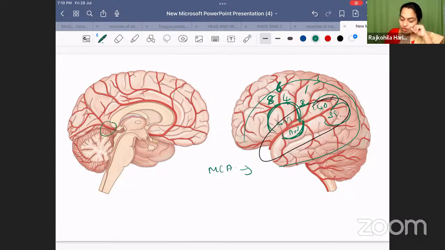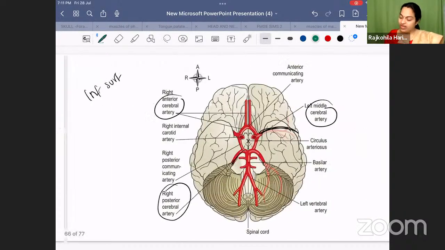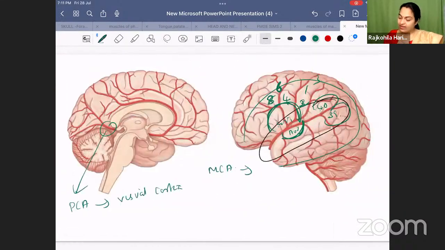And coming lastly to the posterior cerebral artery, it's mainly concerned with the blood supply to the visual cortex. So occlusion of the middle cerebral artery is not going to affect the visual cortex. Okay, 17, 18, 19.